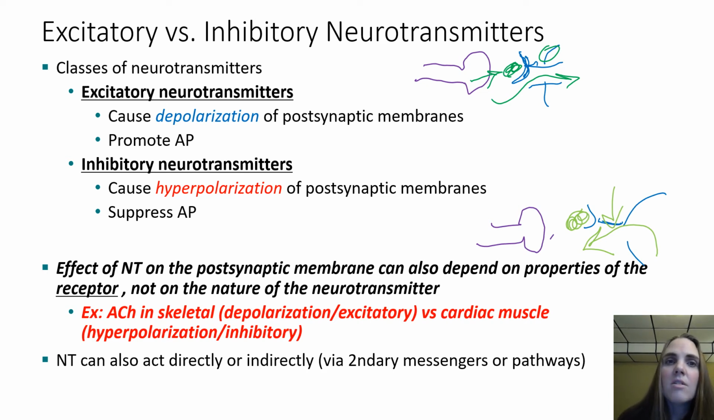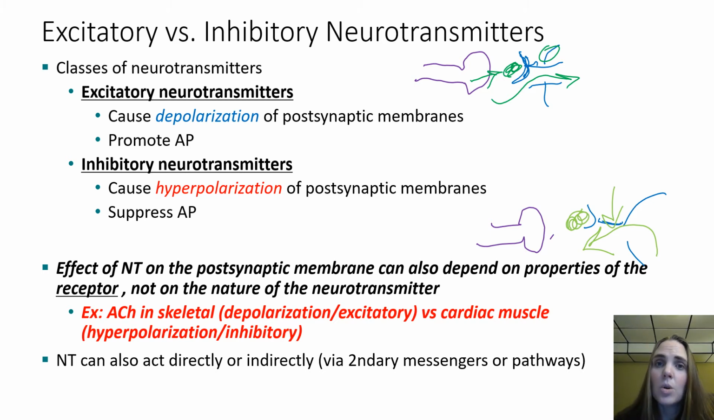The effects of the neurotransmitter on the postsynaptic membrane isn't always black and white though, because the effects can depend on the properties of the receptor, not the nature of the neurotransmitter. So for example, in heart muscle, in cardiac muscle, the release of acetylcholine at the neuromuscular junction has an inhibitory effect. So if we bind acetylcholine to the receptors on the cardiac muscle cell, we get a hyperpolarization of that cardiac muscle membrane. But in skeletal muscle, we have the opposite.